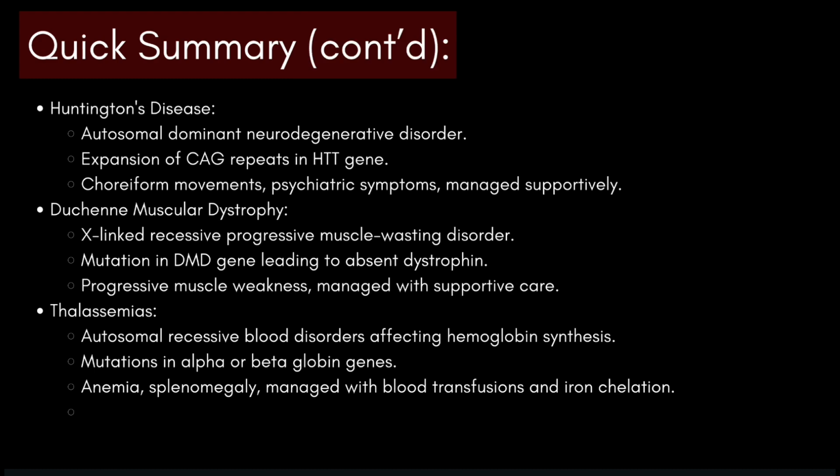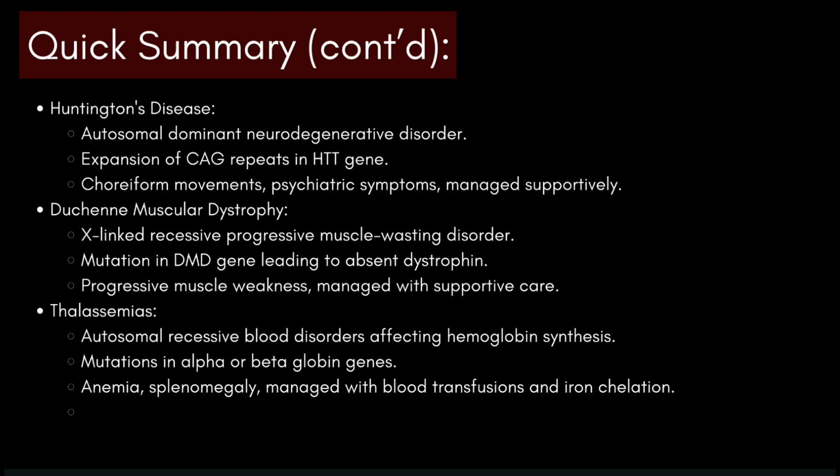Moving on. Huntington's disease is an autosomal dominant neurodegenerative disorder. Involves the expansion of CAG repeats in the HTT gene, choreiform movements, psychiatric symptoms managed supportively. Duchenne Muscular Dystrophy, X-linked recessive progressive muscular wasting disorder, mutation in the DMD gene leading to absent dystrophin, progressive muscle weakness managed with supportive care.